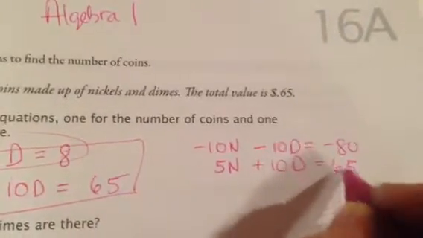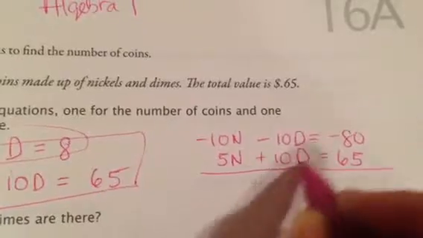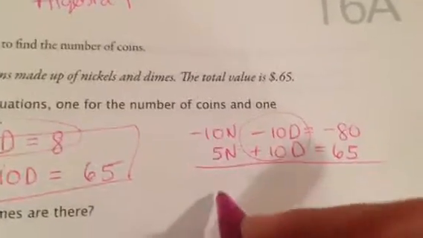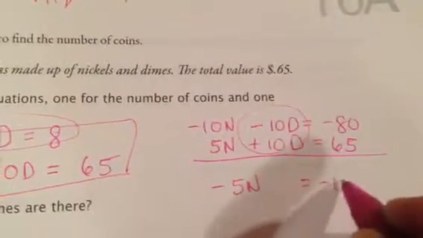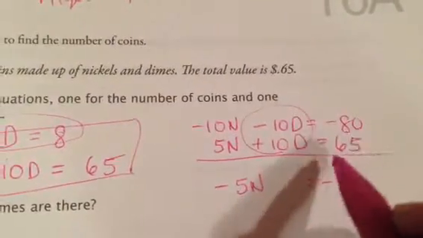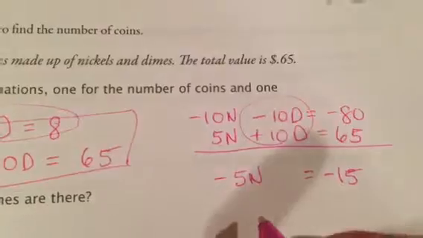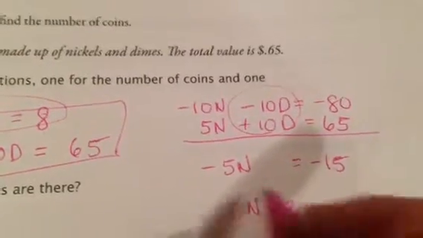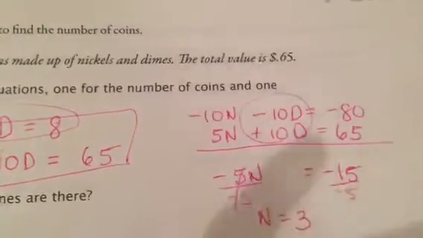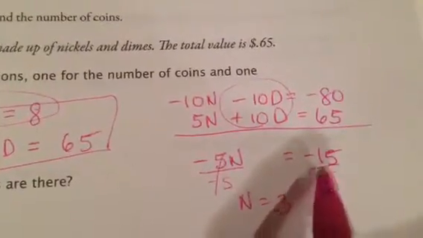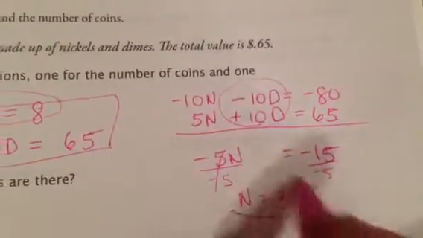Okay, get out your little handy-dandy calculator, but notice these are eliminated. This is going to give me a negative 5n, and this is going to give me a negative 15. Okay, negative 80 plus 65, add those together. So you can see n is going to be 3, because you would divide both sides by negative 5. Okay, 2 negatives give you a positive. 15 divided by 5 is 3. So there you go.